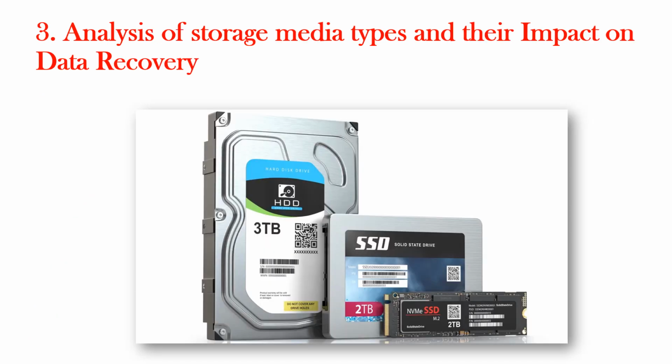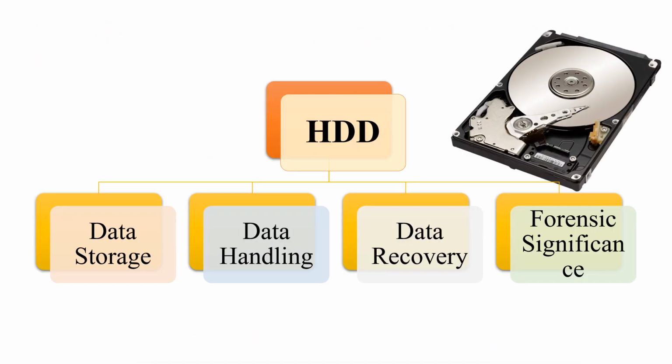Next point is analysis of storage media and their impact on data. So we will see different types of storage media in this. First is hard disk drive. So as we know, the data is stored on the platters across the hard disk and it is read by the moving head.